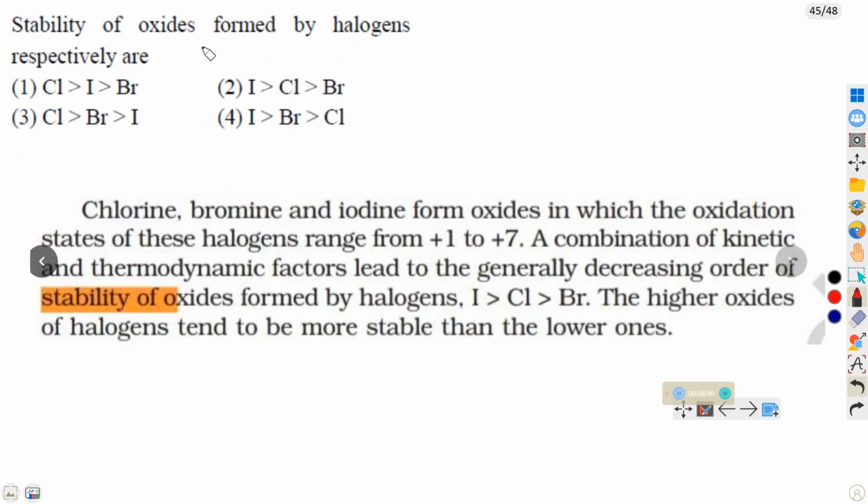Stability of oxides formed by halogens respectively are iodine greater than chlorine greater than bromine. Second option.